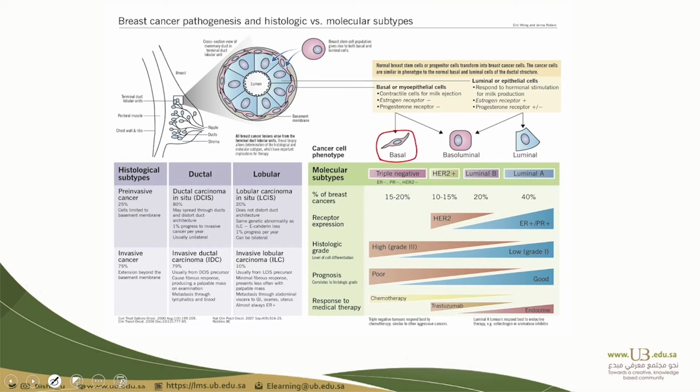The basal type is triple negative, which comes from the myoepithelial cells. Triple negative, ER, PR, and HER2 negative, represents around 20%. It is a very high grade tumor under the microscope, and the cell differentiation is poor, so it is a poorly differentiated cancer, and will have a poor prognosis but will respond very nicely to chemotherapy.